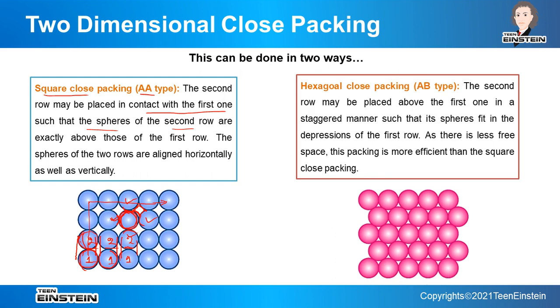Okay, let me tell you one thing, that it is also called AA type. Now why is it so? Because if you consider the first layer and the second layer, they are actually of similar type, so that is why all this will be A. It is AA type.